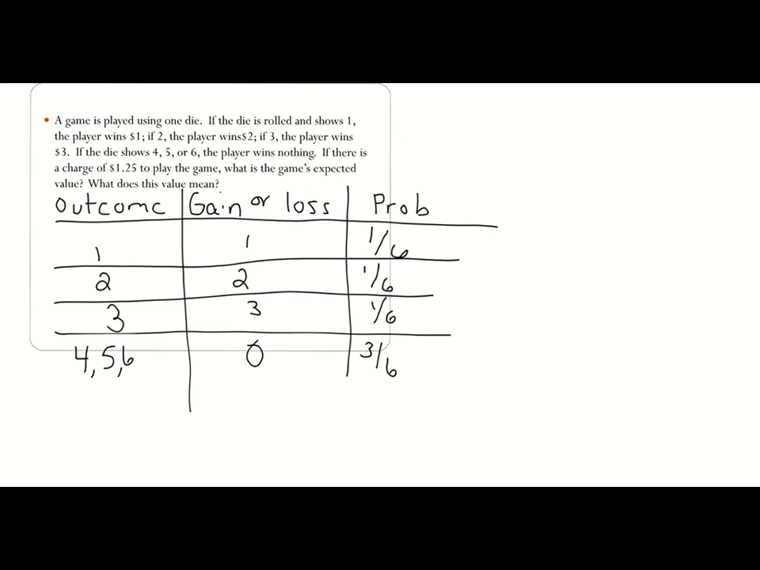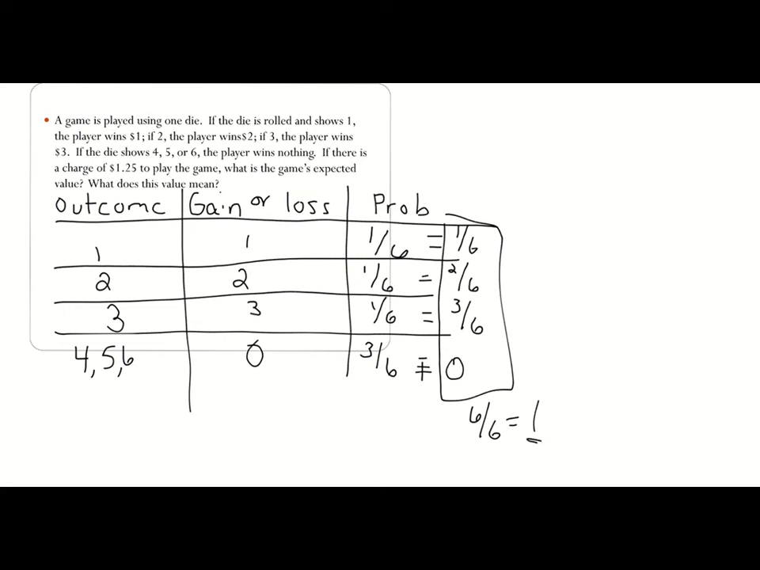So when I multiply those together, 0 times 3/6 is 0. 3 times 1/6 will give me 3/6. 2 times 1/6 will give me 2/6. And 1 times 1/6 will give me 1/6. So when I add those together, I'm going to end up with 1 plus 2 plus 3, so I'm going to add all these together. I get 6/6 or 1. So that means over time, I'm expected to gain or get $1.